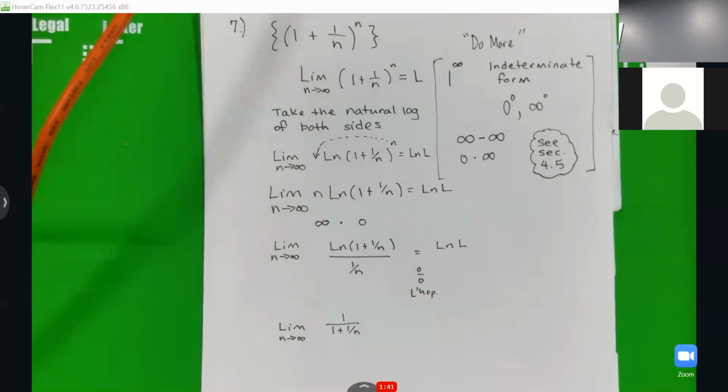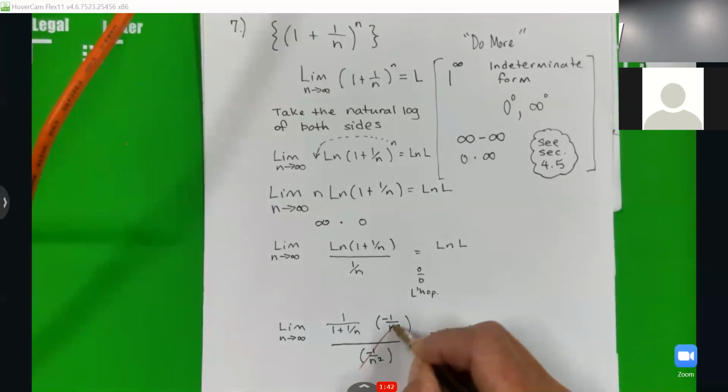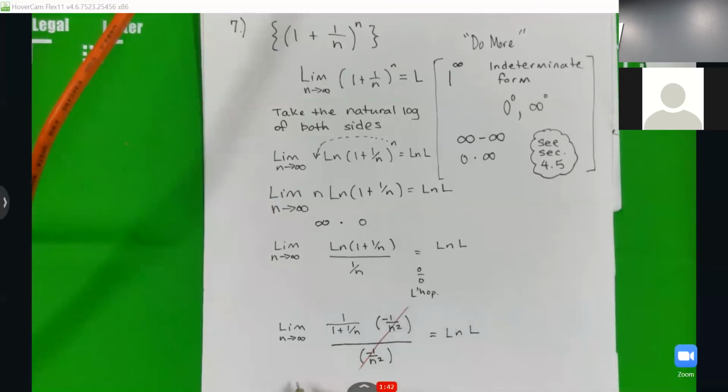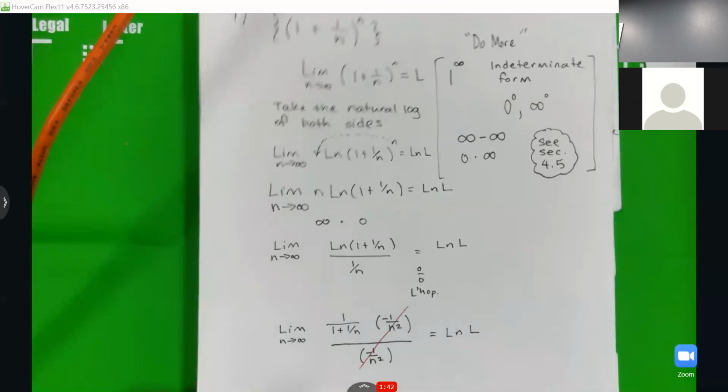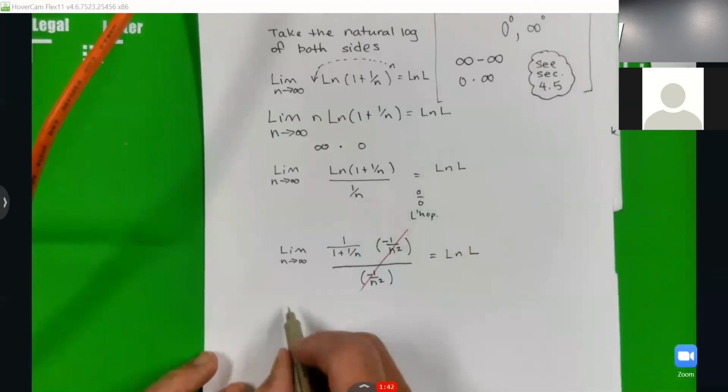Then we go inside the parentheses and take the derivative of the 1 plus 1 over n. And again, the derivative of the 1 over n is a negative 1 over n squared. Downstairs, we're taking the derivative of 1 over n, so we're getting another negative 1 over n squared. So as before, those will cancel. And I'm left with taking the limit as n goes to infinity of 1 over 1 plus 1 over n.